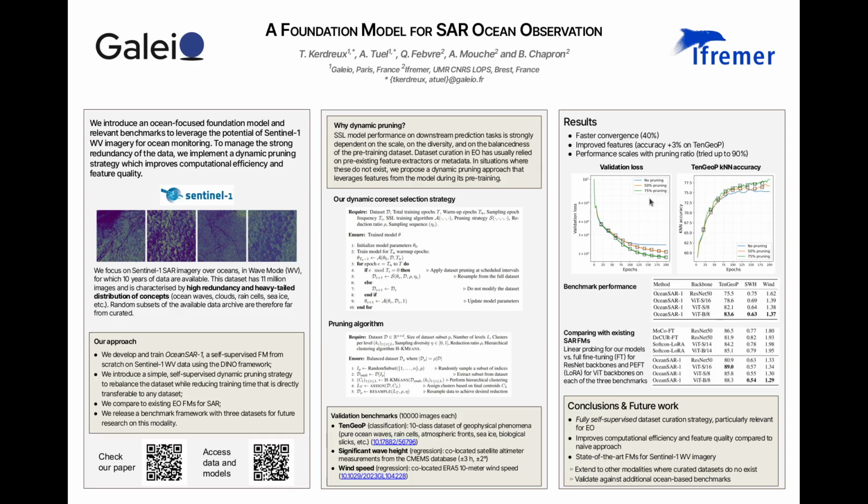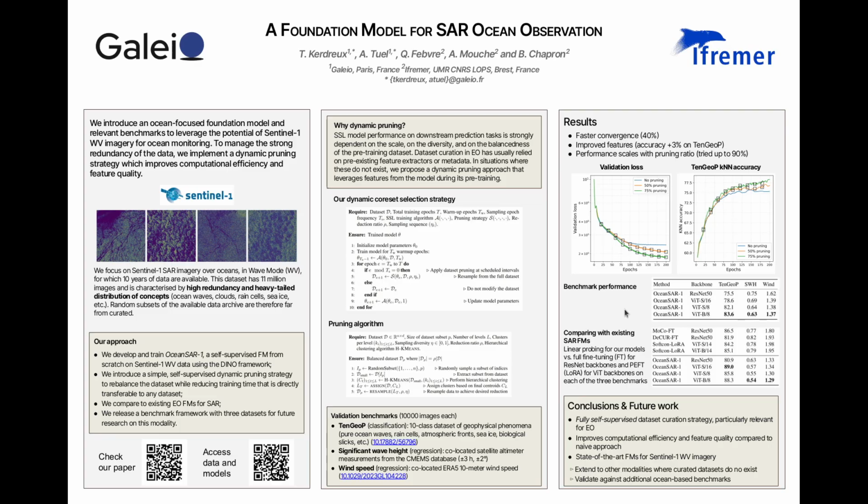Importantly, this performance gain comes with improved computational efficiency. So you see here that the model converges faster when it's trained on a pruned dataset. And this is likely because regularly resampling from a redundant dataset acts as a form of regularization, helping to prevent overfitting and guiding the model to learn more robust features.